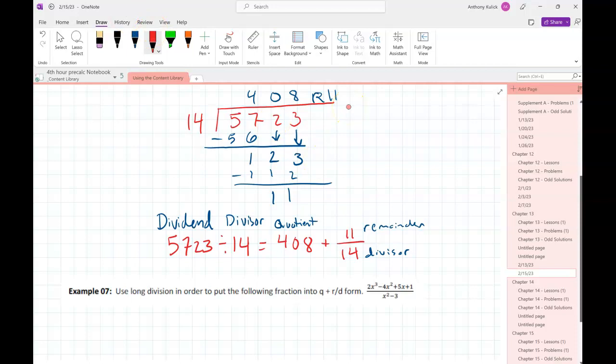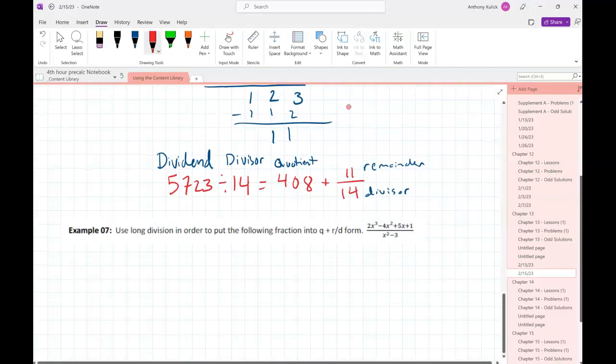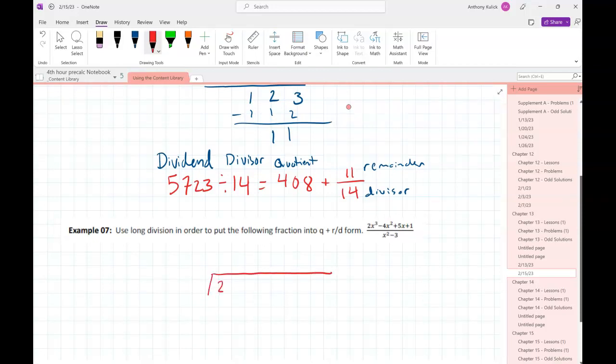Say we want to use long division to rewrite 2x cubed minus 4x squared plus 5x plus 1 divided by x squared minus 3 in that same quotient plus remainder over divisor form. Well, we set up the same way, right? So the dividend goes underneath and then the divisor goes outside. Everybody like what I did here?